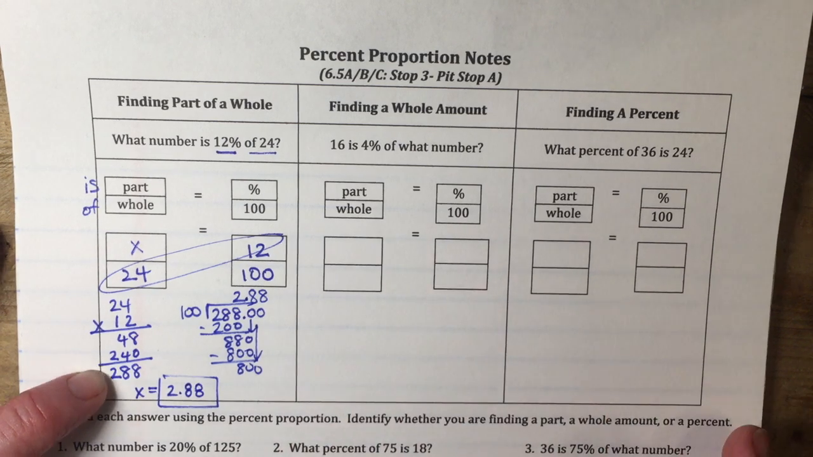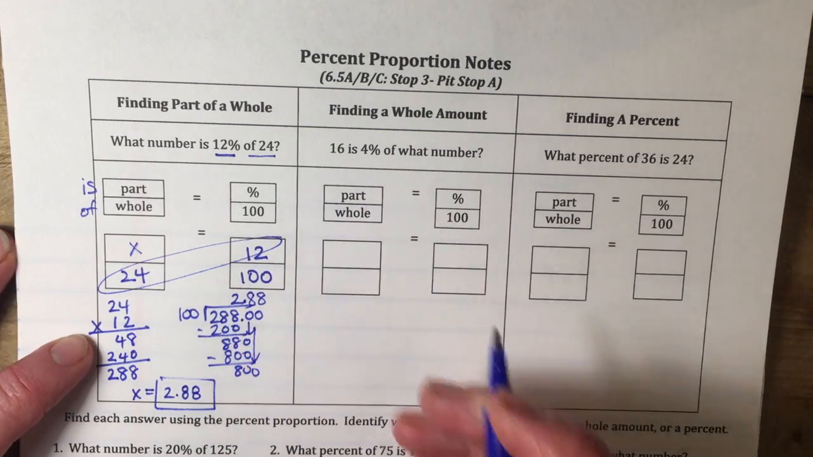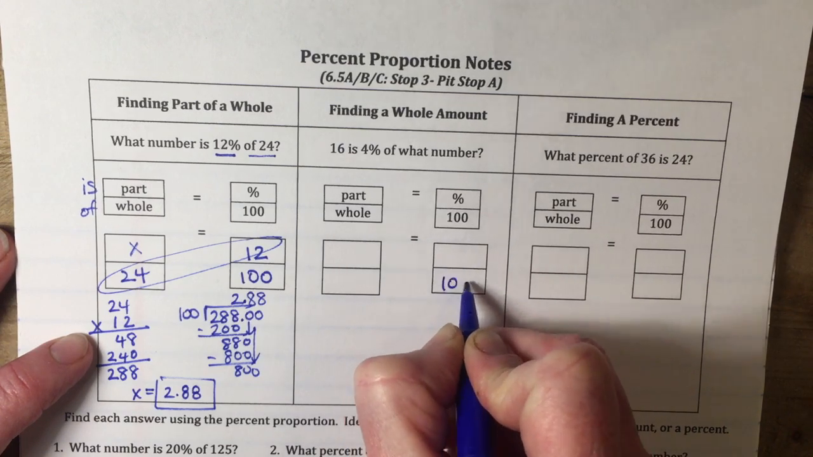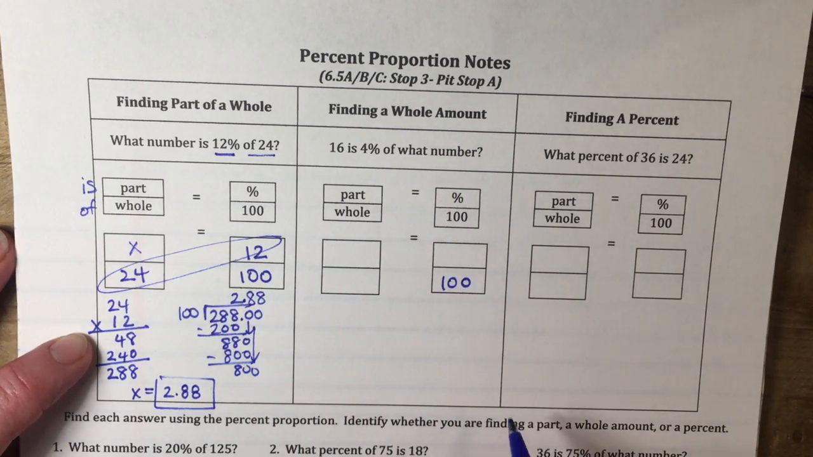All right, so let's look at the second type of problem. In this problem, we're finding the whole amount. So it says 16 is 4% of what number? I'm going to use the 100 to start my proportion. It's always going to be in one of the boxes. I know percent always goes above it. So I'm going to read my question and see if it tells me the percent. Sure enough, it's right there, 4%. So 4 goes above the 100.